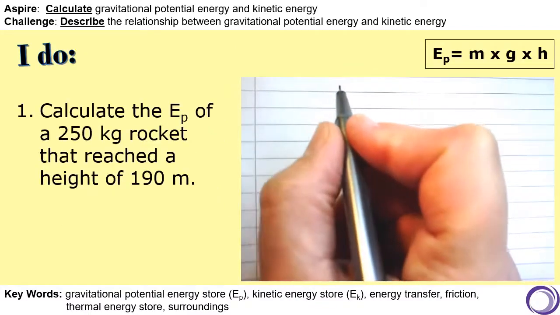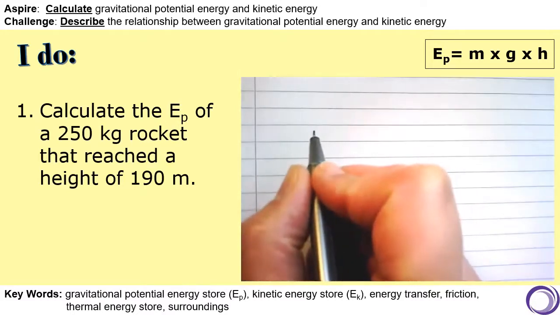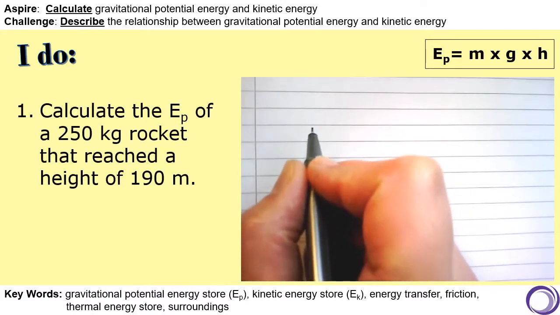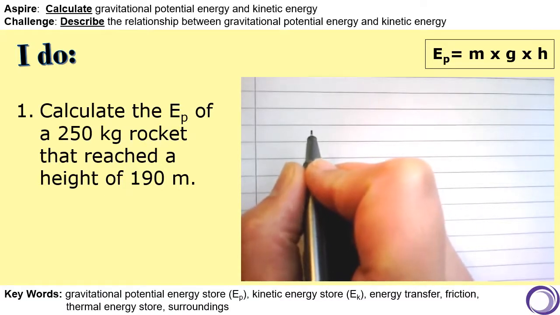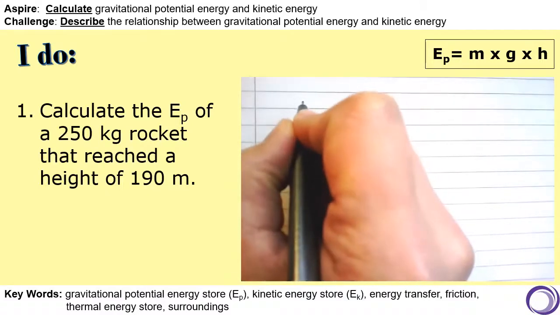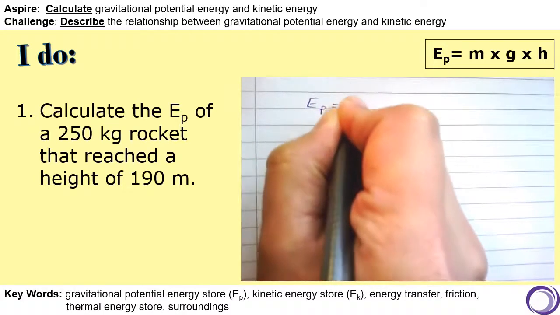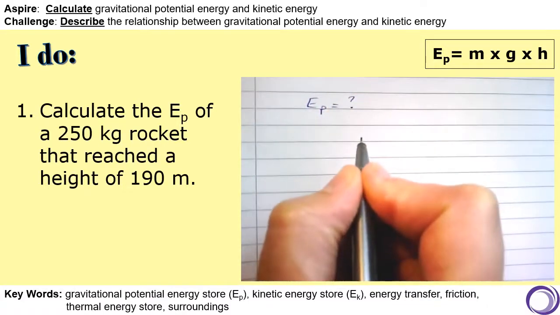Okay, so I'm going to do this first calculation and show you what the strategy is, and then you can have a go at some other calculations by yourselves. So in this question, we need to calculate the gravitational potential energy, so the EP, of a 250 kilogram rocket that reaches a height of 190 meters. So the first thing that I'm going to do is write down all the information that is given to me in the question. So EP is what we need to calculate. So we don't know that yet, so I'm going to put a question mark.